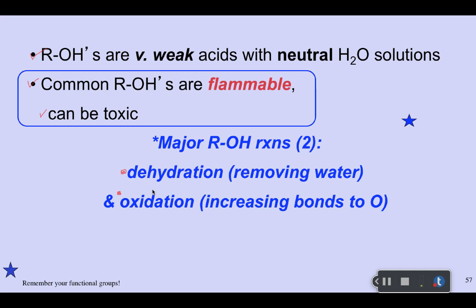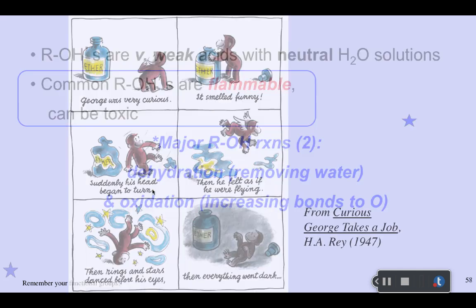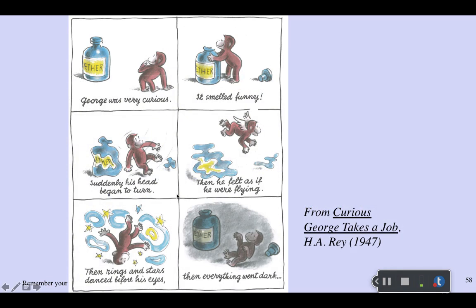So keep track of those two things. They're flammable and definitely toxic. In other words, methanol you cannot ingest, it's poisonous. Ethanol only in moderation.